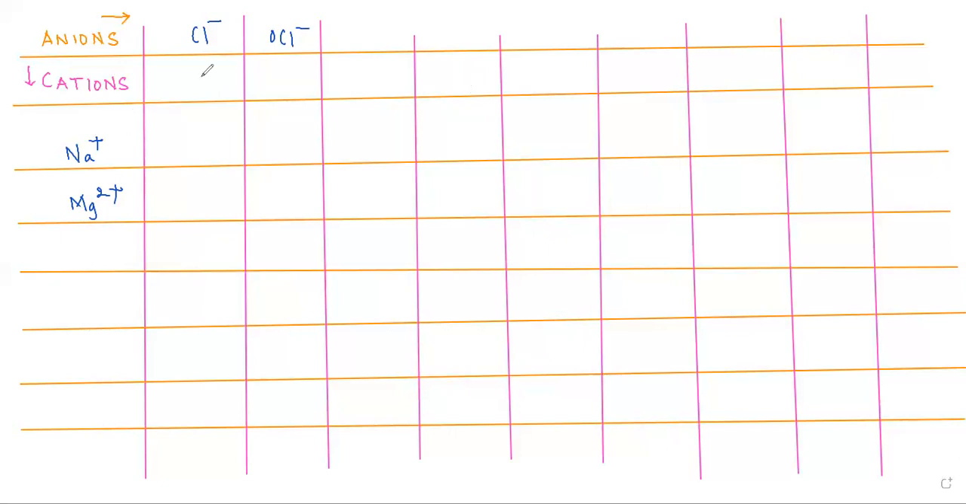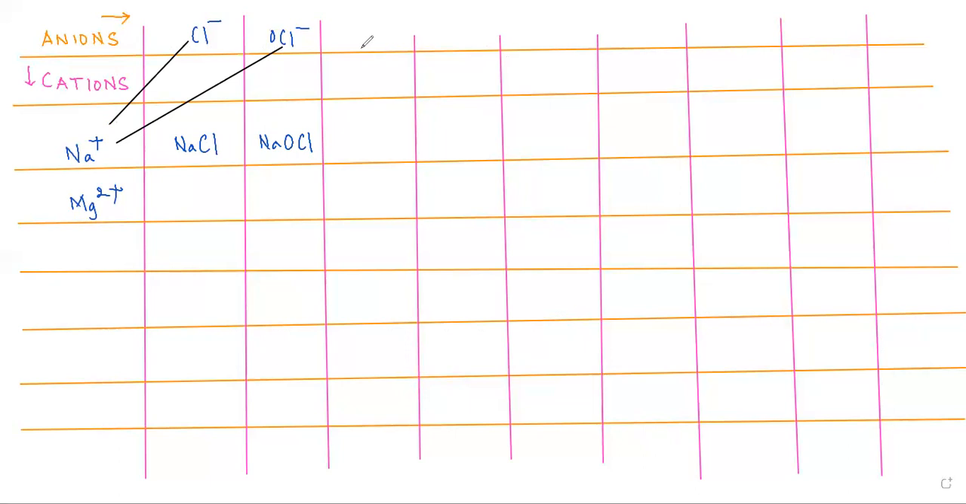Come on. The first one will be like this. Na plus and Cl minus. What do you get? So that is going to be NaCl, isn't it? Na plus 1, Cl minus 1. Now the second one will be this. What would it be? NaOCl, sodium hypochlorite. And when you go for the second cation, come on.